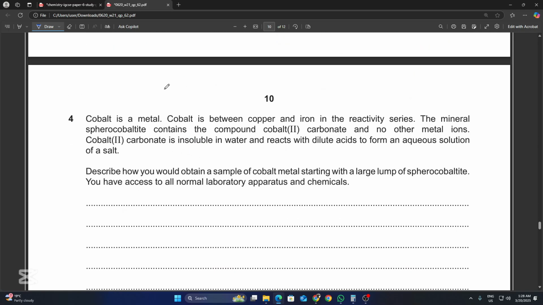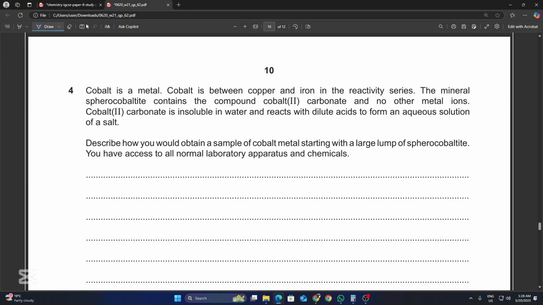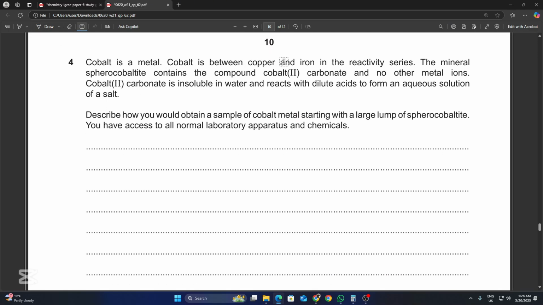Okay, now the very, very important part. Now we have to pay attention to this. Now it says cobalt is a metal. This is the investigation, 6 marks. Cobalt is between copper and iron in the reactivity series. The mineral spherocobaltite contains the compound cobalt 2 carbonate and no other metal ions. Cobalt 2 carbonate is insoluble in water and reacts with dilute acids to form an aqueous solution of a salt. Describe how you would obtain a sample of cobalt starting with a large lump of spherocobaltite.